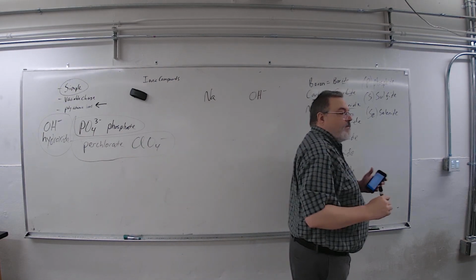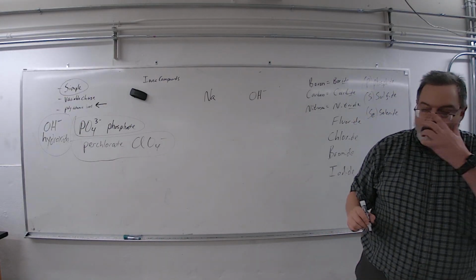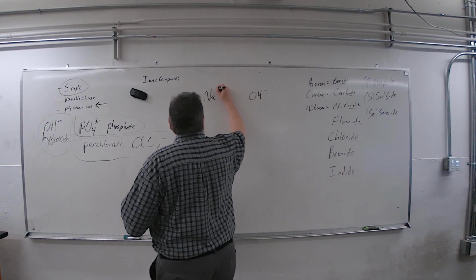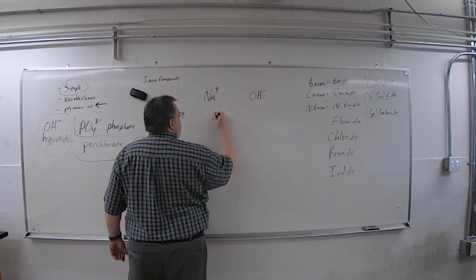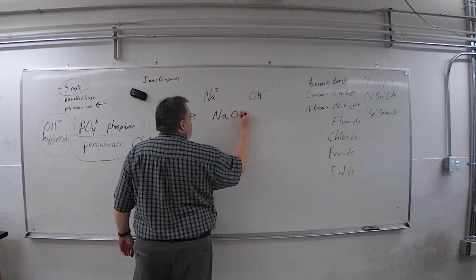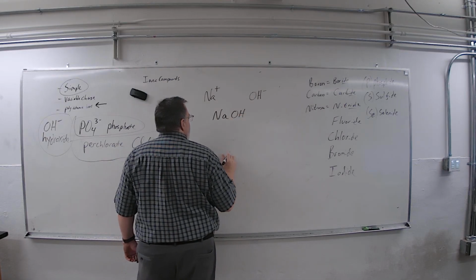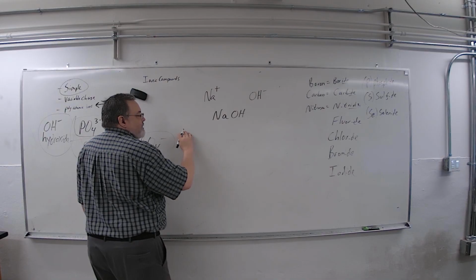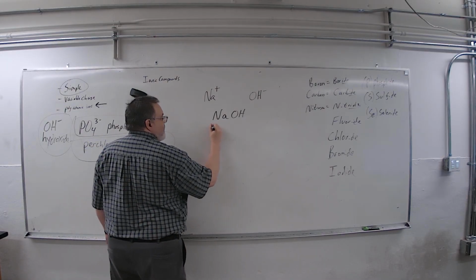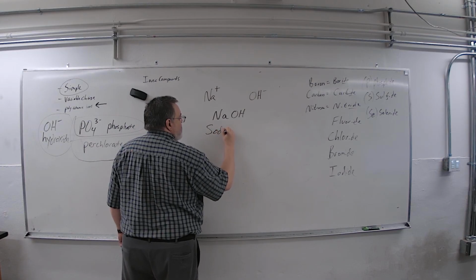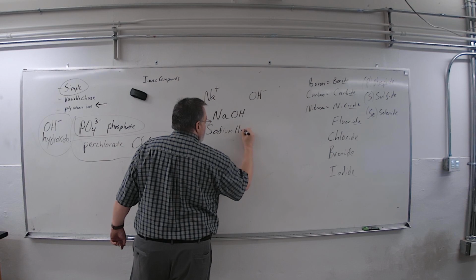What's the charge on Na? So the formula for this is a +1 and a -1. It's just NaOH. I don't need parentheses because I've only got one of these here. How does this name start? Right off the periodic table. And then you add hydroxide.